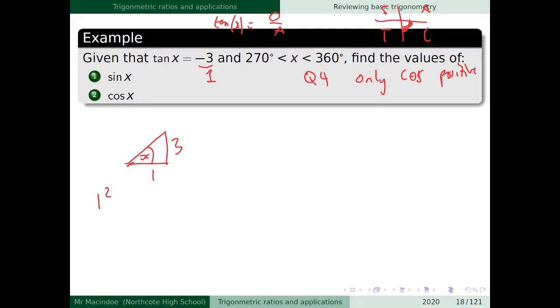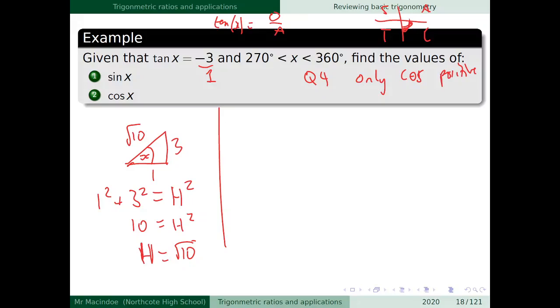And now I can just do some more Pythag to get the hypotenuse. I've got 1 squared plus 3 squared equals, let's just call it h squared. So it's 1 plus 9, because 1 squared is 1, 3 squared is 9. So h squared is 10, so h is plus or minus root 10. Does that simplify at all? Root 10, I can't really think of any perfect squares that are factors of 10. So we'll just leave it as root 10.